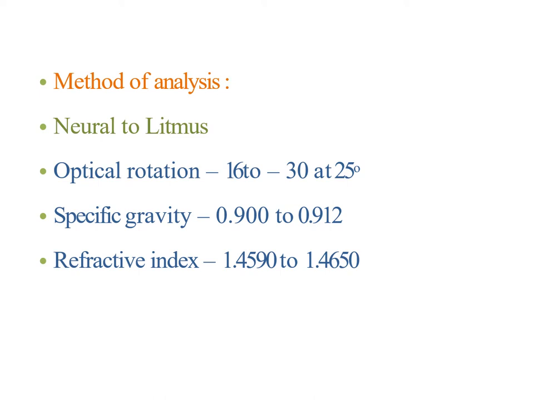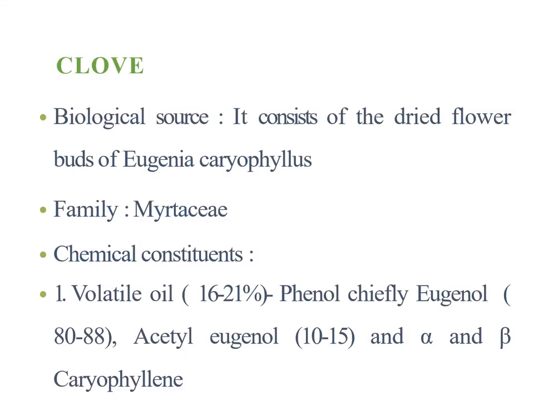Then method of analysis: neutral to litmus paper, then optical rotation, specific gravity and refractive index are noted down, because these are the methods for standardization or analysis. Then clove. Clove, what is clove? Biological source of clove: it consists of dried flower buds of Eugenia caryophyllus, family Myrtaceae.